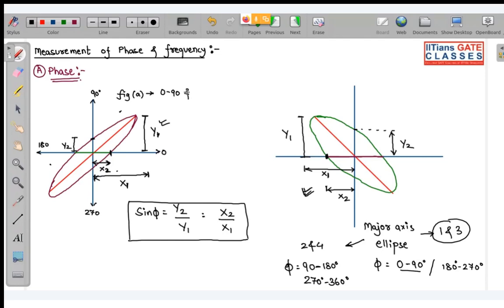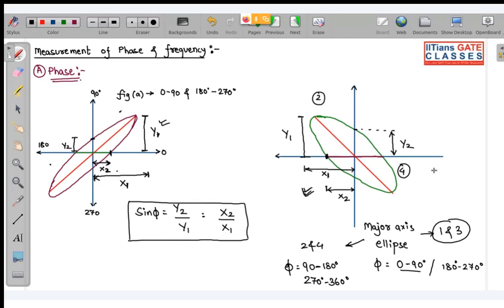For this figure, whatever I have said, I will repeat once again. For figure A, it is 0 to 90 degree and 180 to 270 degree. Why? Because you can see this is between 180 and 270. But the 180 to 270 was lying in the second and fourth quadrant actually. I am not getting what you are saying. Please repeat once again. Just give me a minute.